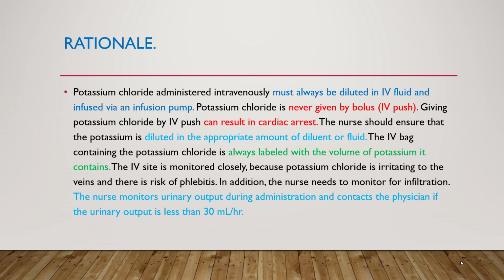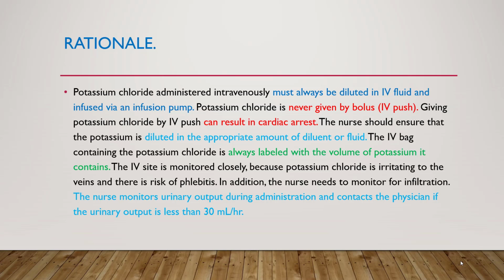Potassium chloride administered intravenously must always be diluted in IV fluid and infused via an infusion pump. Potassium chloride is never given by IV push. Giving potassium chloride by IV push can result in cardiac arrest. So the nurse should ensure that the potassium is diluted in the appropriate amount of fluid. The IV bag containing the potassium chloride is always labeled with the volume of potassium it contains.